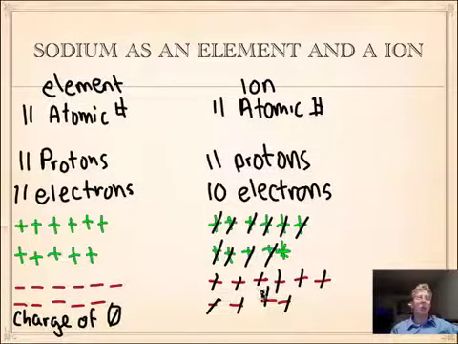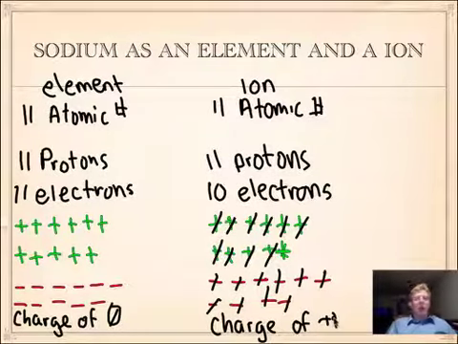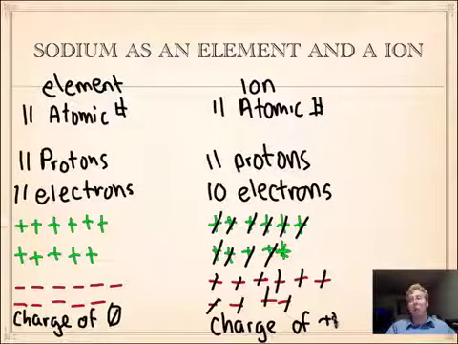And so if I have one more positive charge than I do a negative charge, this gives us a charge of +1. If I had 2 more protons than electrons, I'd have a charge of +2. 3 more protons than electrons would be a charge of +3. We can also go negative with this, and so if I had more electrons than protons, then I would have that many as a negative charge.